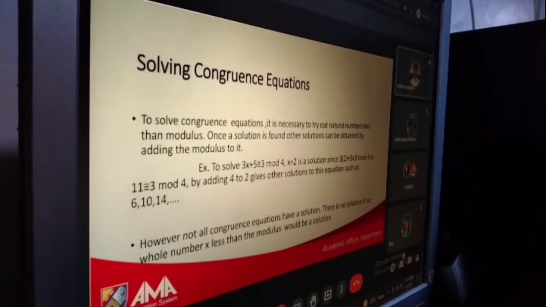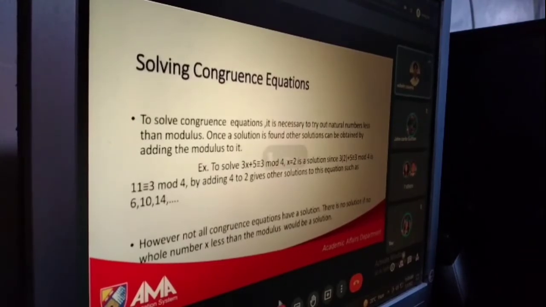Our modulus is 4. The value of x is 2. So we will just add 2 to our modulus to get 6. How did we get 10? And then 14.